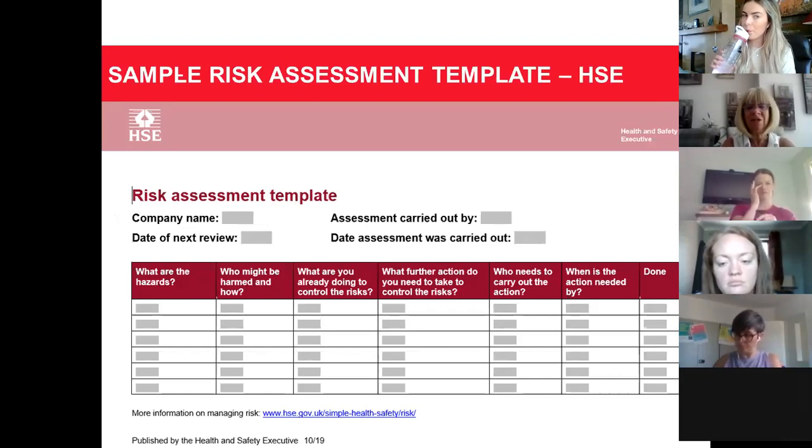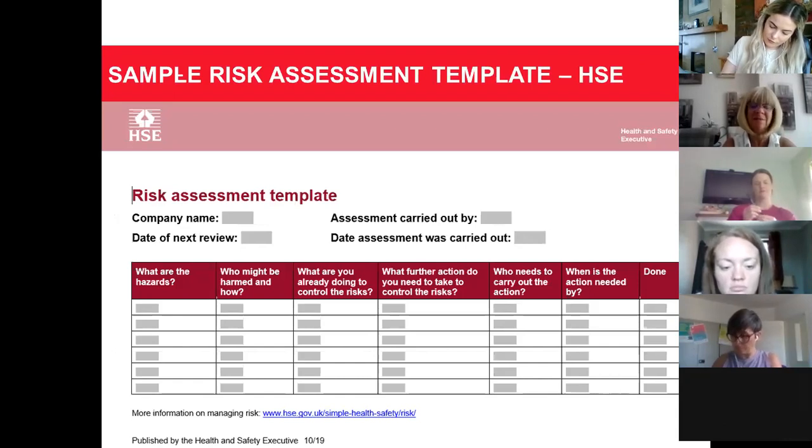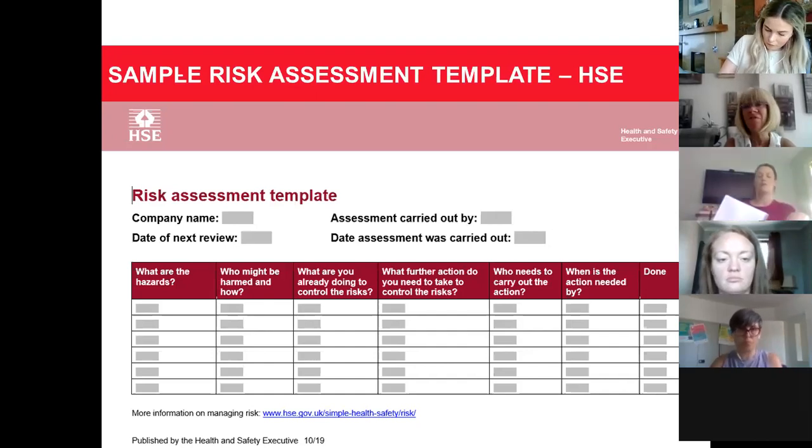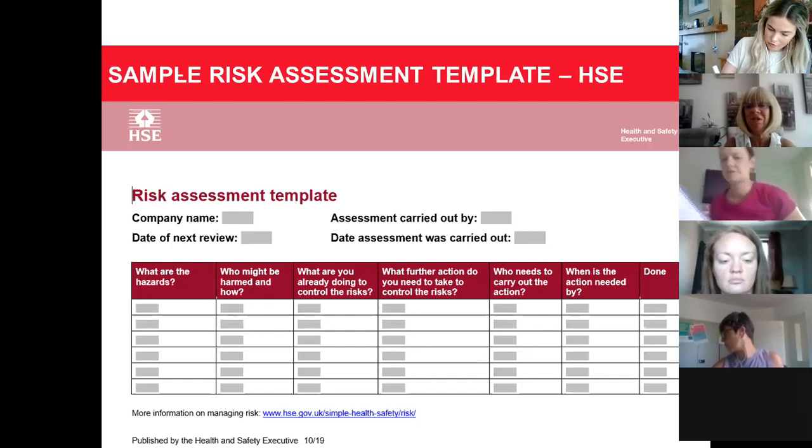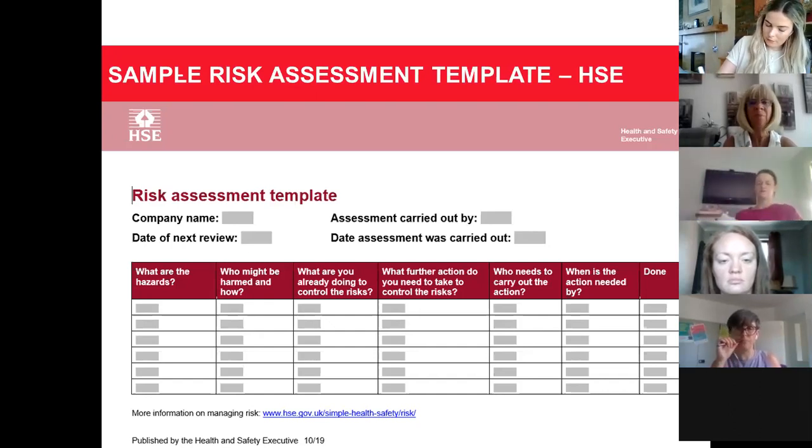I'll come back to actually completing the risk assessment in a moment, but I just wanted you to look at a basic risk assessment template. If you've already got templates that you're already using in your own workplace, then that's fine. There's no requirement for you to use this template at all. But as I said, for the purpose of this webinar, I just wanted to introduce you to a couple of standard ones.